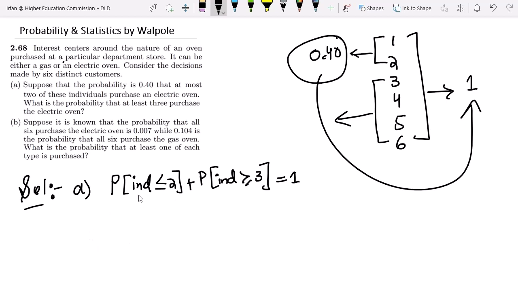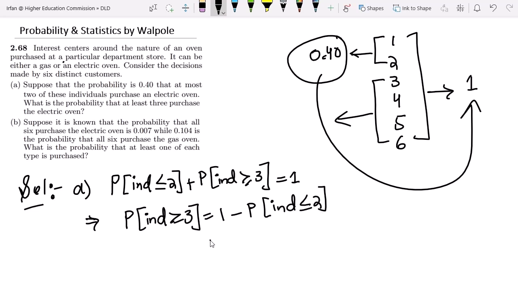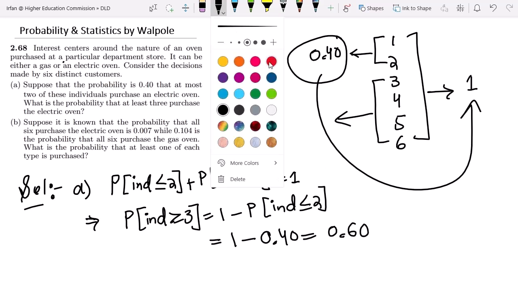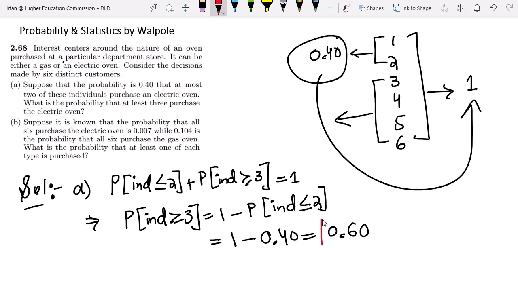Okay, so this is the mathematical formulation of the same diagram which we have shown here. So the probability that the individuals are greater or equal to 3 is equal to 1 minus the probability that the individuals are at most 2. Now putting in their values, this is 0.40 and here I will get 0.60. So that is the answer of part A.